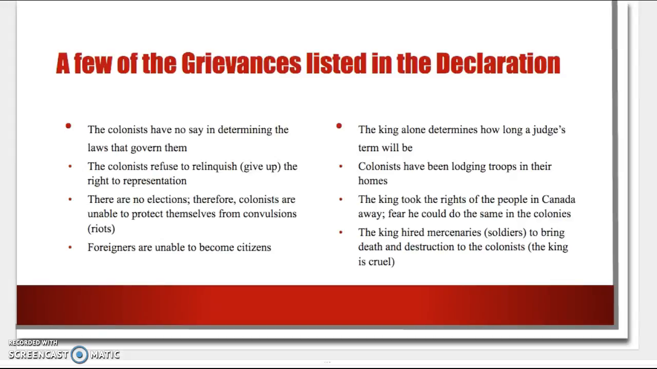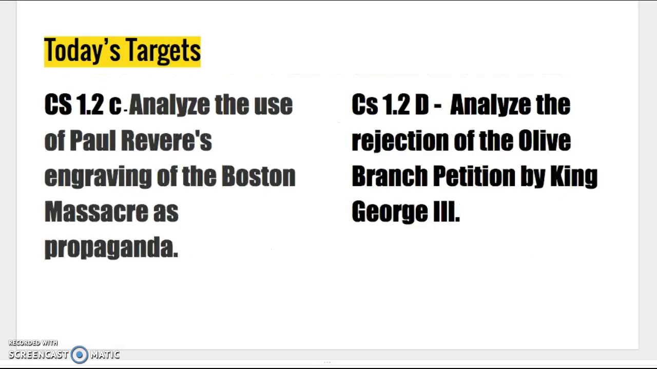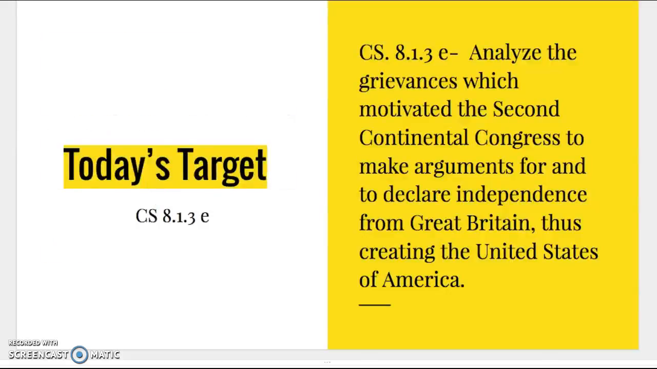Hopefully, you guys got something out of this video. If you were absent, hopefully this helped you a little bit to understand what we talked about the last few days. So the few targets that we talked about: Paul Revere's engraving of the Boston Massacre. And we talked about analyzing the rejection of the Olive Branch Petition by King George III. And we also talked about the grievances that motivated the Second Continental Congress to make arguments for and to declare independence from Great Britain, thus creating the United States of America.